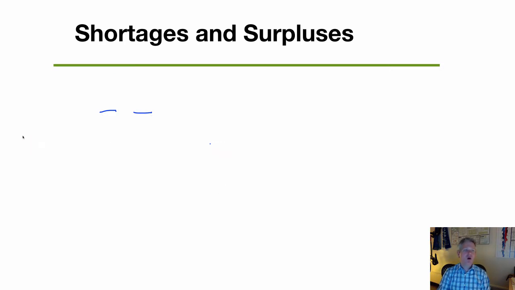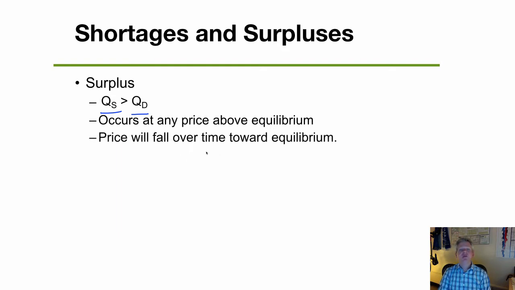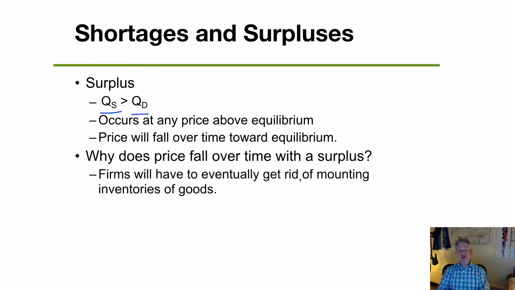So the opposite situation is a surplus. So this is where the quantity supplied is greater than the quantity demanded. So this occurs at any price above the equilibrium price, all right? The price will fall over time toward equilibrium. Why does that happen? Why does the price fall with a surplus? Well, firms start undercutting one another, all right, in order to sell at lower and lower prices because they have too much on hand. You can't make any money off of product that you aren't selling, all right? So they will undercut one another, charge lower and lower prices until we get back to the case where quantity supplied equals quantity demanded, all right?